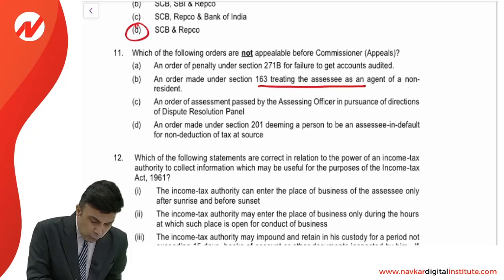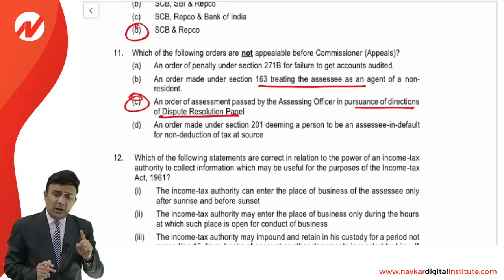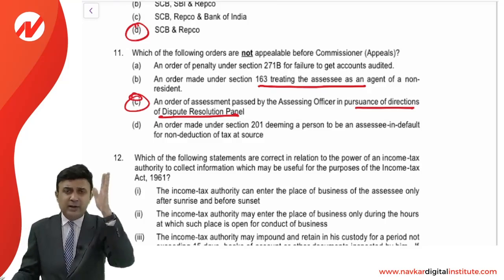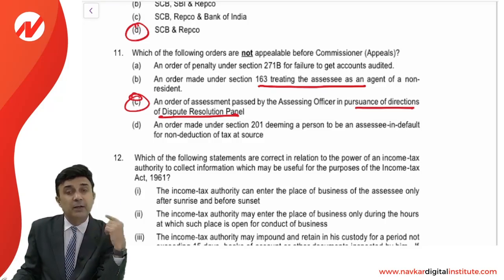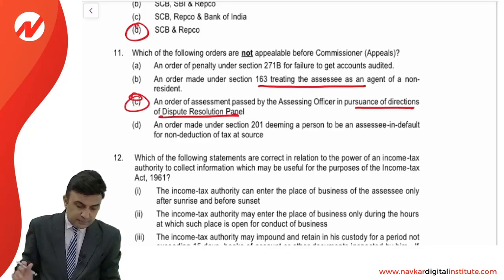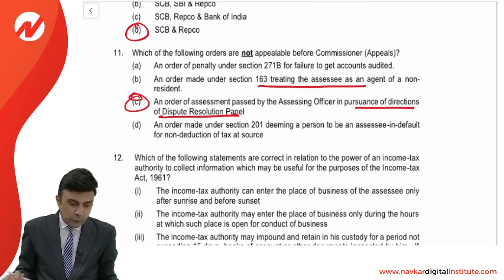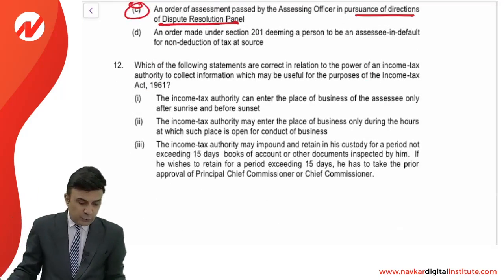also. An order of assessment passed by the AO in pursuance of direction of dispute resolution panel. Friends, dispute resolution panel under section 144C consists of 3 Commissioners of Income Tax. If as per their direction order is passed, then the order cannot be challenged to CIT appeal. The order has to be directly challenged to ITAT. So, friends, point C, the order as per the direction of dispute resolution panel DRP cannot be challenged before CIT appeal. And 12th, which is the last MCQ for me.